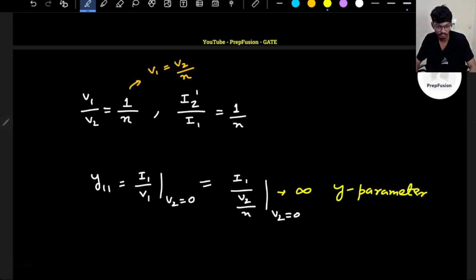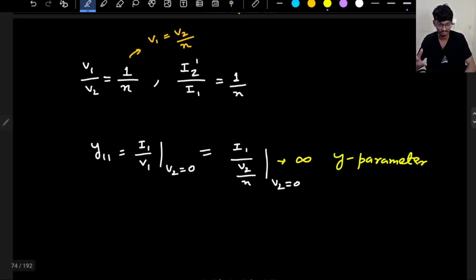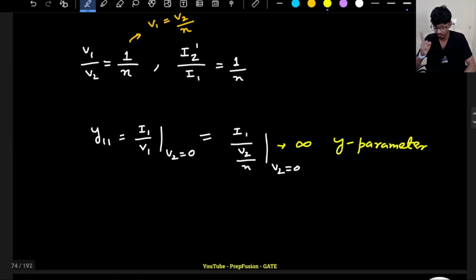So for a transformer, keep this in mind, just for a simple transformer, the Y parameter and Z parameter won't exist. But if it is modified with some resistor, then it will exist. That we have seen, we have already seen the example, right?